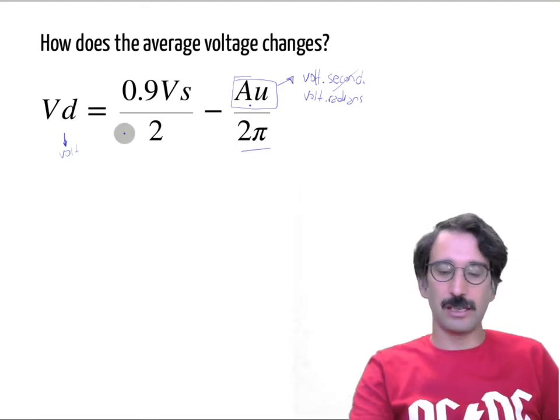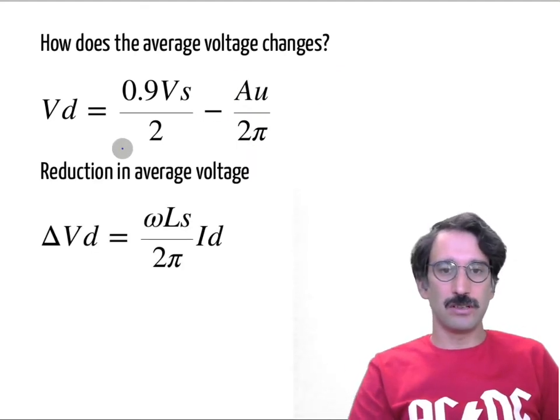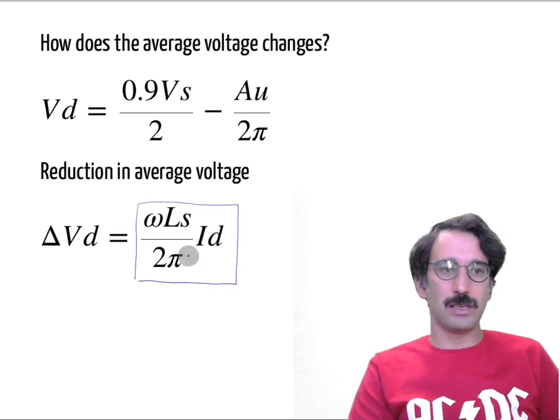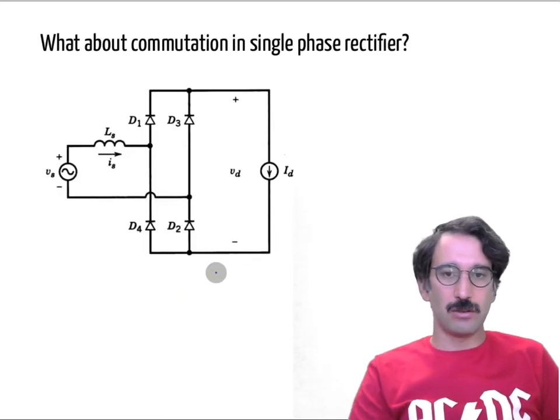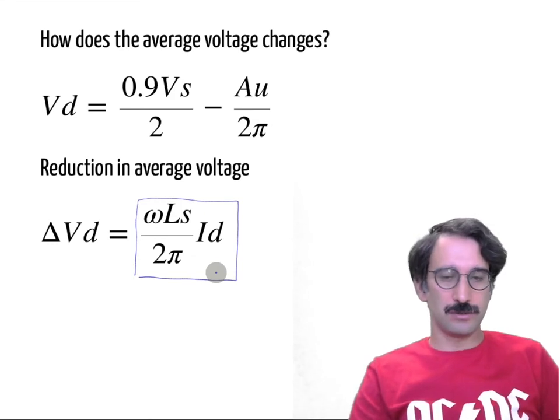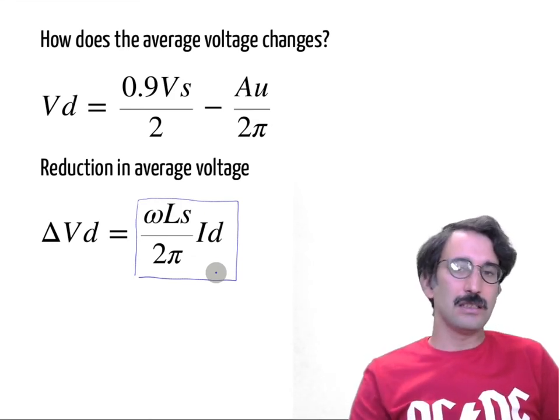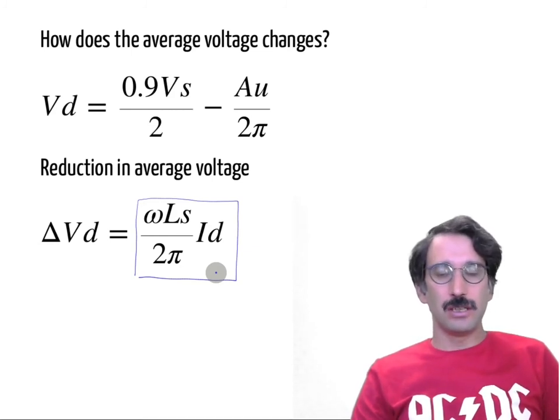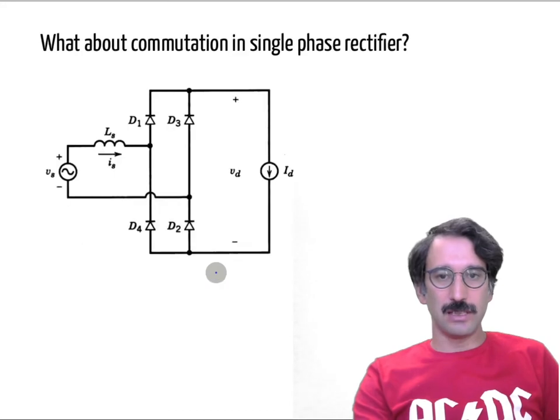I am trying to get the average voltage reduction, and you can write the reduction, just that term, omega Ls Id divided by 2π, is how much your output voltage reduces. So again, it is not an easy concept, but if you just try to derive it yourself, I think it will be easier to understand.